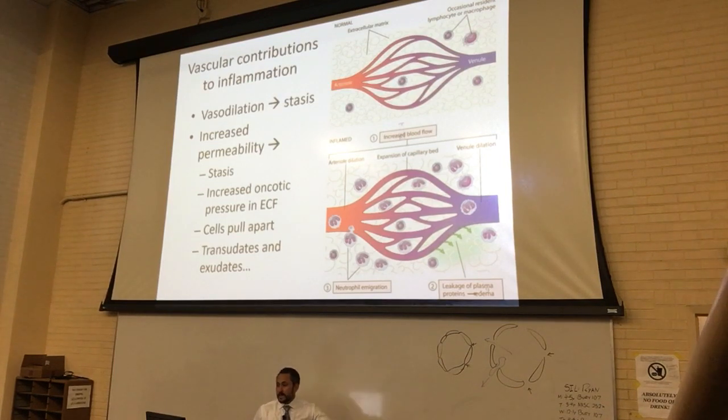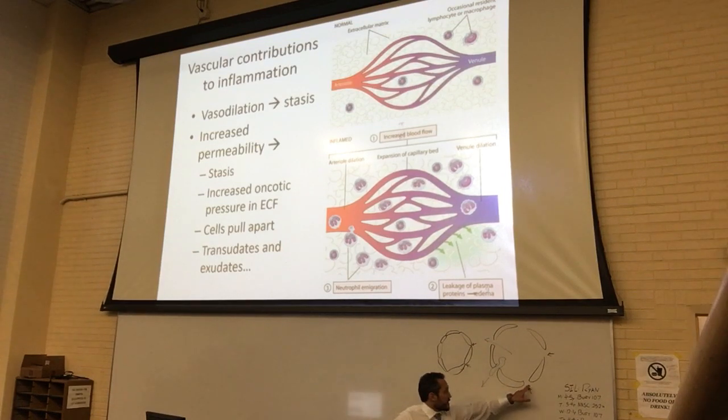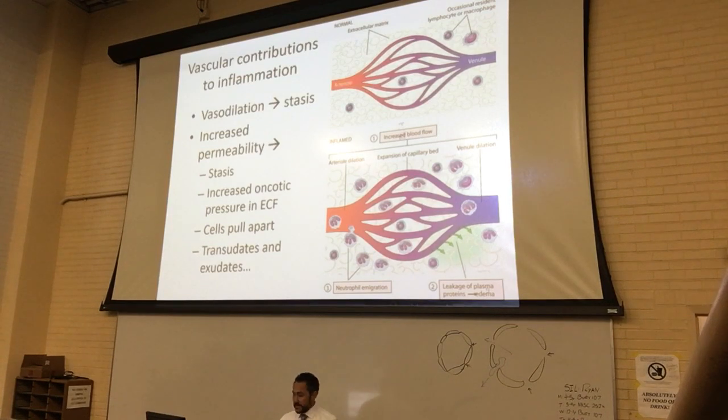All right, so you increase the permeability. We just talked about that. Allows for an increase in oncotic pressure in the extracellular fluid. Oncotic pressure is determined by cellular concentration. So more componentry outside, more cells and solutes outside of the bloodstream, water is going to follow solutes and more fluid will leave the blood vessel because of a higher oncotic pressure in the tissue. The cells pull apart just like I've drawn right here. And then you have the opportunity for both transudates and exudates.